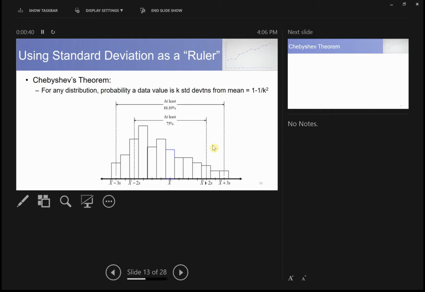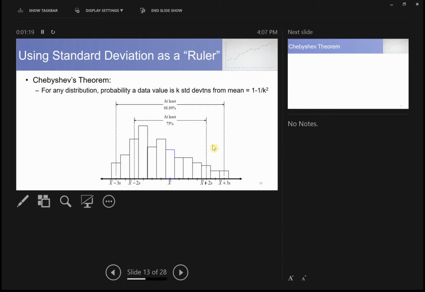Let me just illustrate what this is saying. This is called Chebyshev's Theorem. The key thing about Chebyshev's Theorem is that it works for any distribution. This is the strength of Chebyshev's Theorem. It can have really strong skew. It can be unimodal. It can have outliers. Any distribution at all.